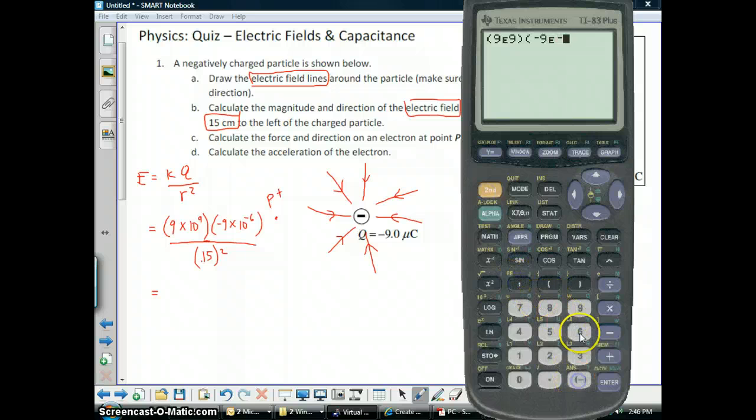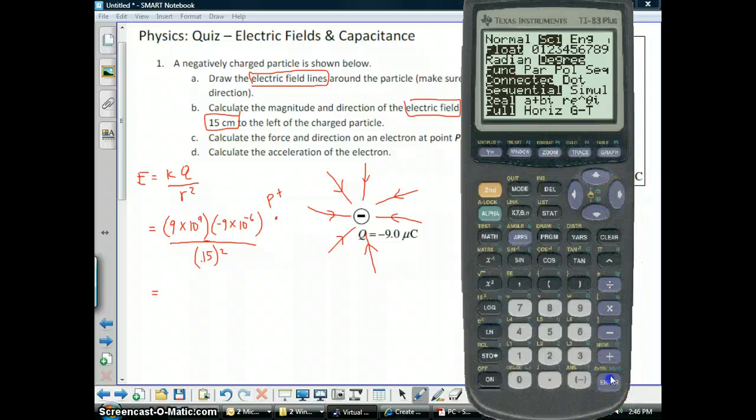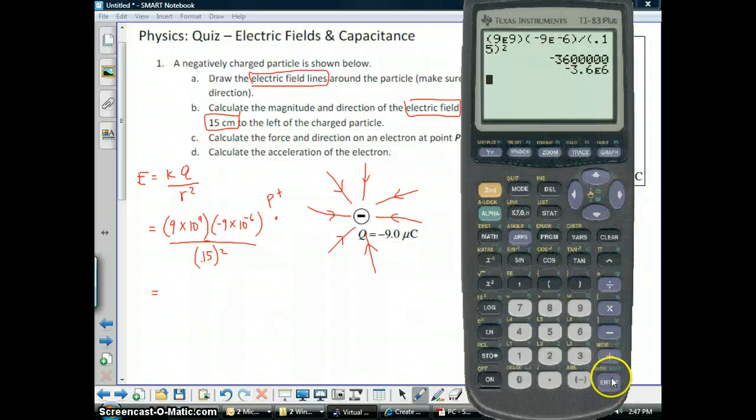9 E to the 9th, times negative 9 E to the negative 6, divided by 0.15 squared. Whoa. So negative 3,600,000 newtons. I'm going to change to scientific mode. That'll help out. So negative 3.6 times 10 to the 6th.